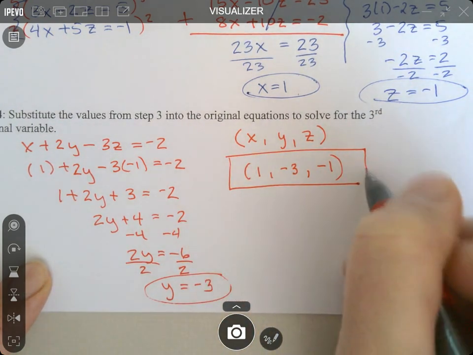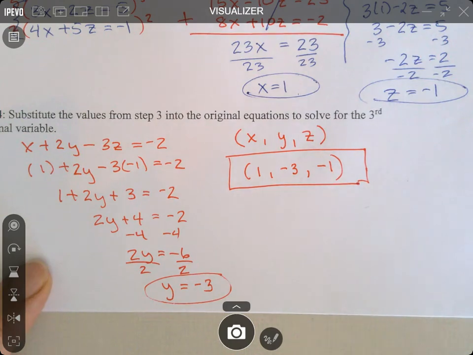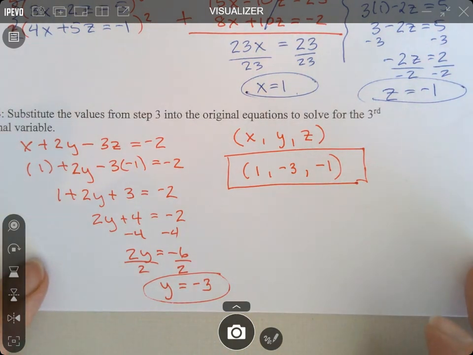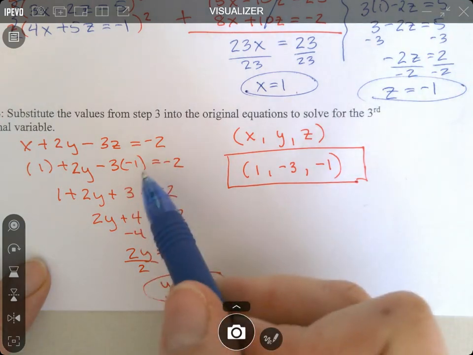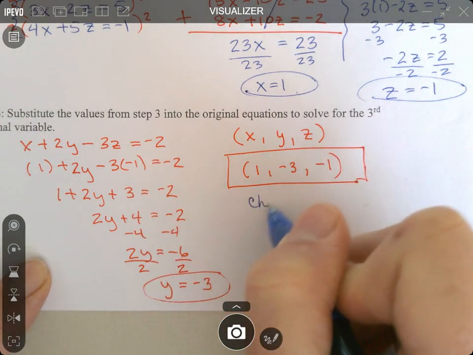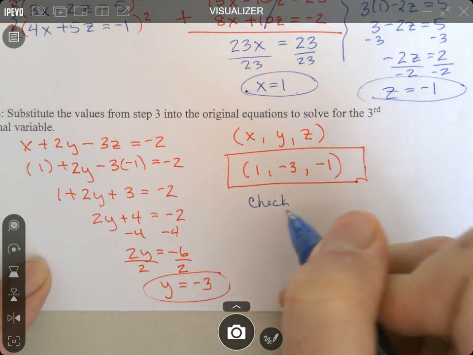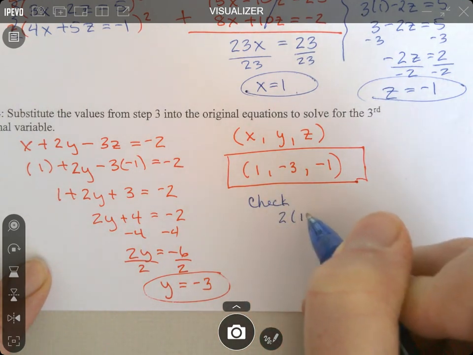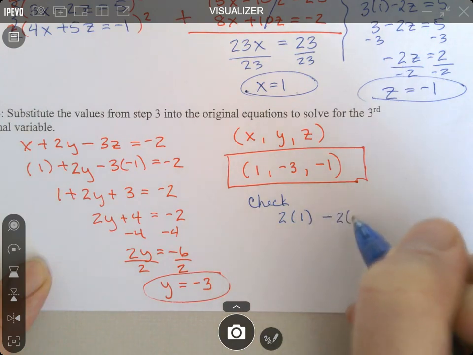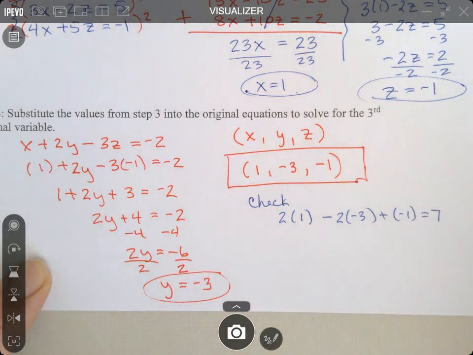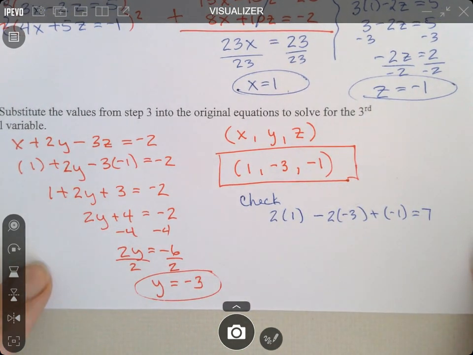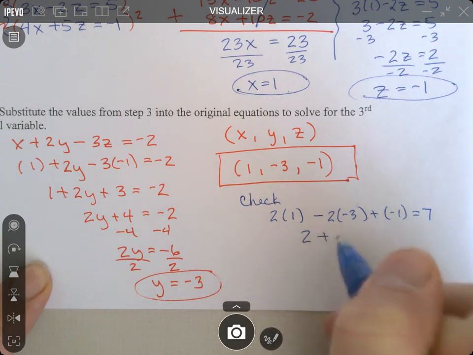Now, how would I check this? Yeah, plug it into one of the originals, okay? When I plug it into one of the originals, since I used the first equation to solve for y, maybe I use the second equation. And if you really want to check it, you could plug it into both of the other equations. But I'm just going to plug it in here, make sure you're using the right variables. So I pulled the second equation from the original. That's where I got this from.